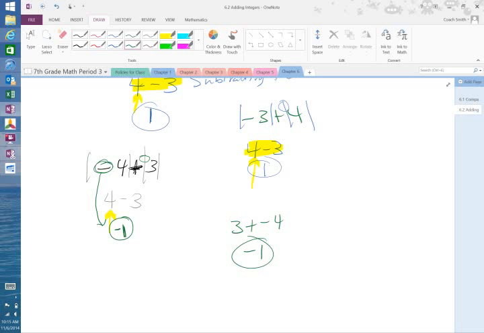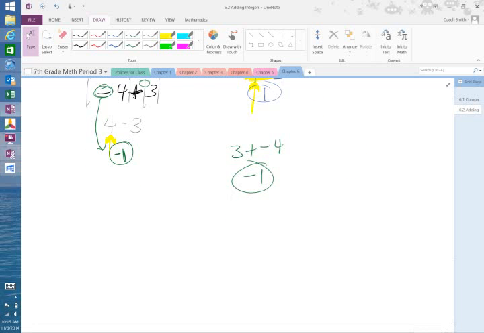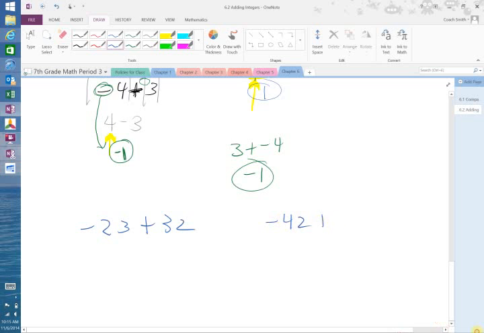Yes. You always include the negative sign if the negative has the larger absolute value. Okay? So let's look at a couple examples without actually subtracting them. Let's say I had negative 23 plus 32. Is that going to be positive or negative? Positive. Let's say I had negative 42 plus 90. Positive. Now let's reverse it. So this would be a positive. This would be a positive.